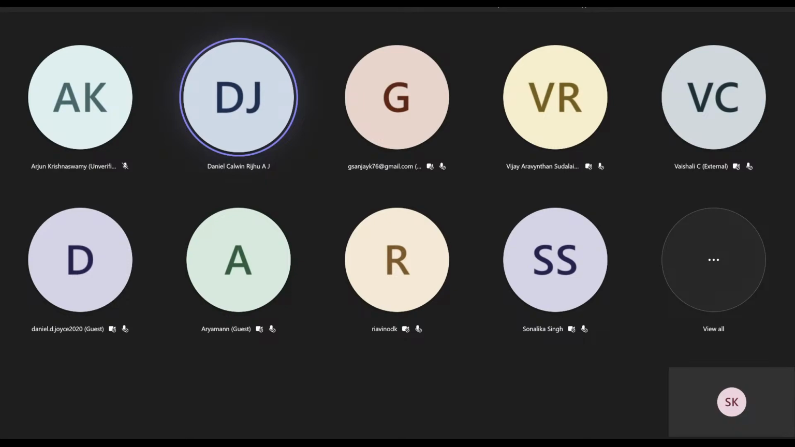Okay, the next question. Explain Adam optimizer with comparison to RMSprop. I think I mentioned this, but still I'll mention it again. Adam optimizer is going to be the same as RMSprop, except we are going to add a momentum term to that. That is going to be the only difference between Adam and RMSprop.